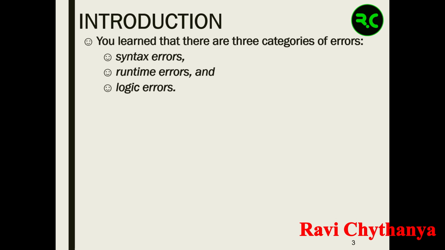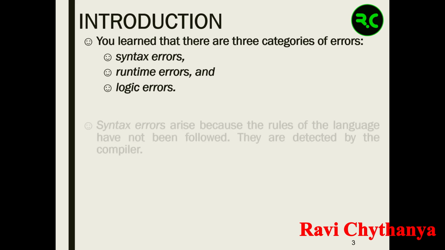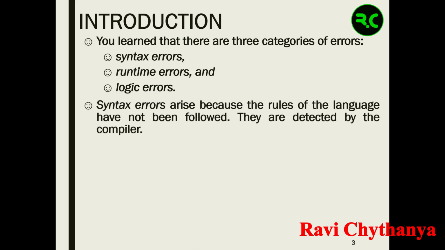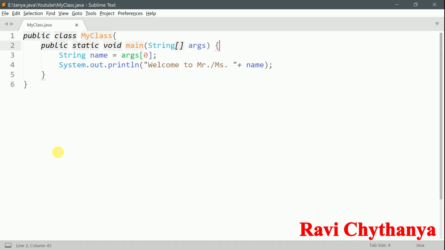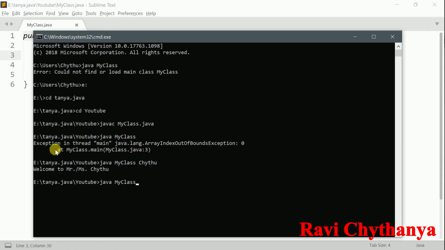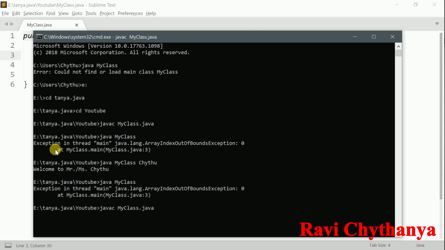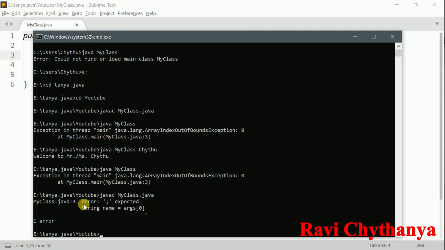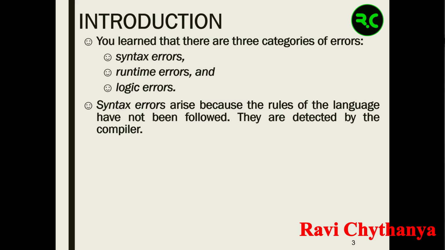We have seen the 3 types of errors: syntax errors, runtime errors, and logic errors. Syntax errors arise because the rules of the language have not been followed. They are detected by the compiler. If I forget to terminate the line with a semicolon, there is no correct syntax here. Let me show you what happens. This is going to be called the error expected. So these are the syntax errors, which arise because the rules are not followed.